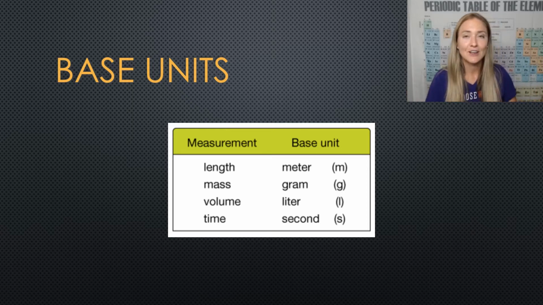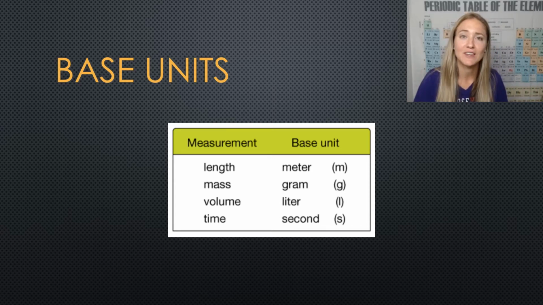But like I said, around the rest of the world, we use the metric system, and the metric system's foundation are the base units. The base units used for measurement are, for length, we've got meters, mass, grams, volume is liters, and for time, of course, we use seconds. Those are the base units in the metric system.